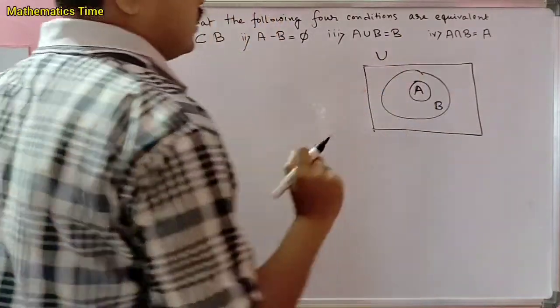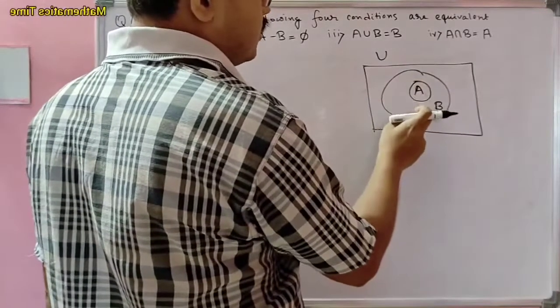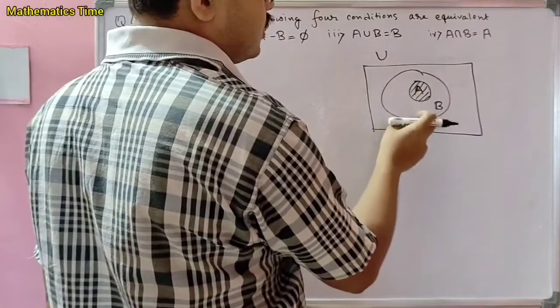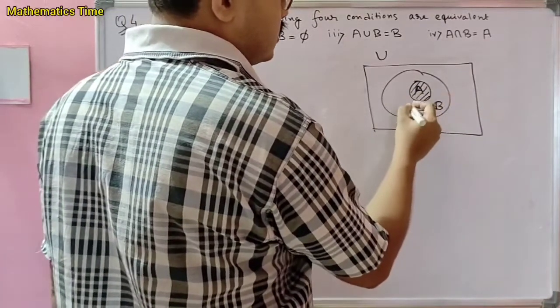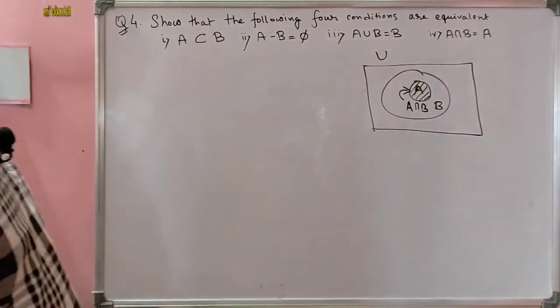Okay. And if we take the intersection between A and B, then what will happen? This will be the set A intersection B. The common elements between A and B will be this. This is A intersection B. And what is this? This is the set A itself. Okay.